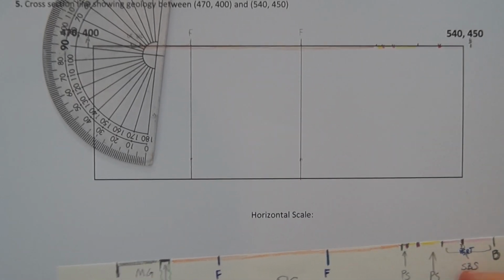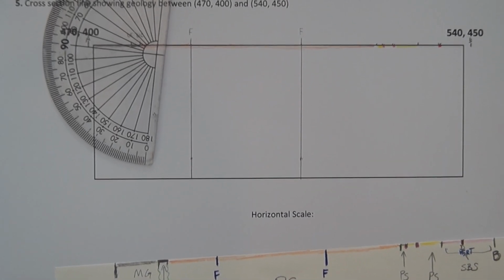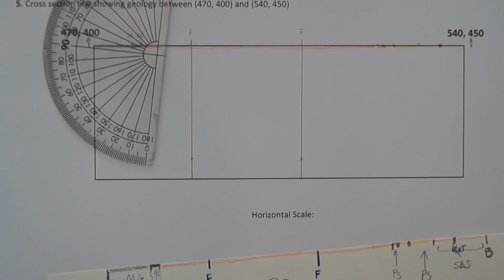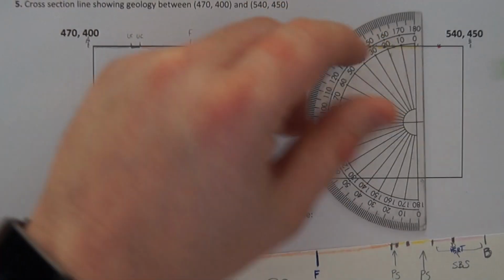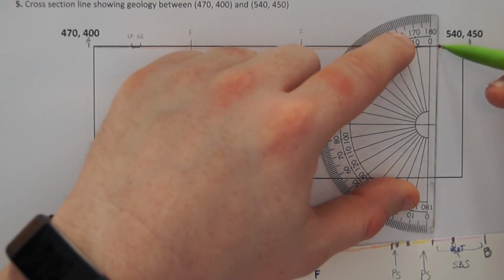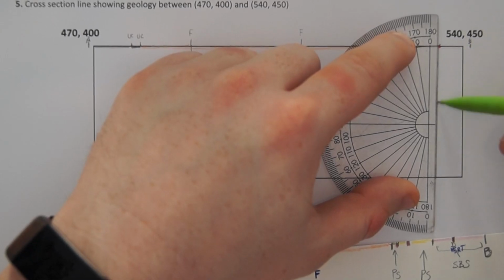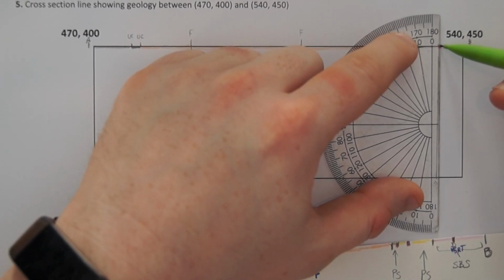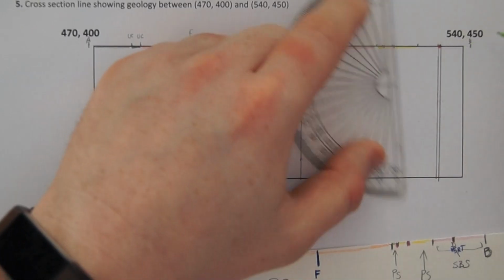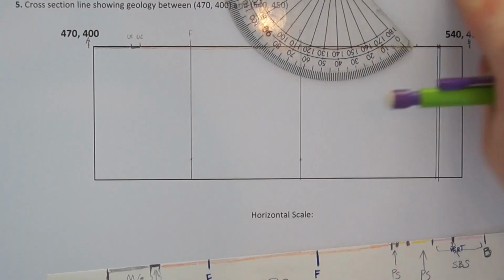Now the next youngest thing that we had was our vertical dike, which crops out over here, and then I'm just going to draw these two contacts of it, one there and one there, and so I've got my vertical dike.